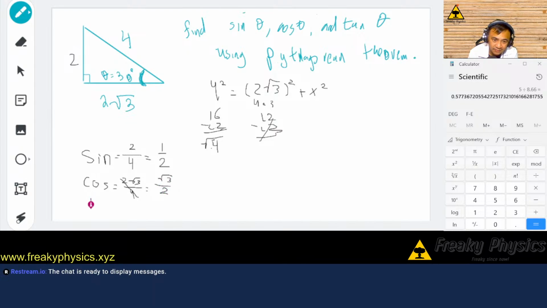And finally, tan. Yeah, opposite. Yep. First. And then adjacent, which may, these two actually cancel out. Wait a second.